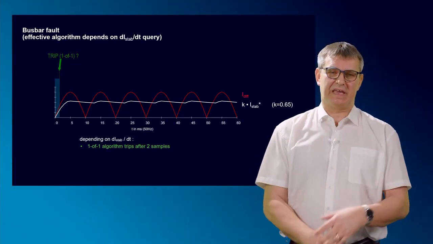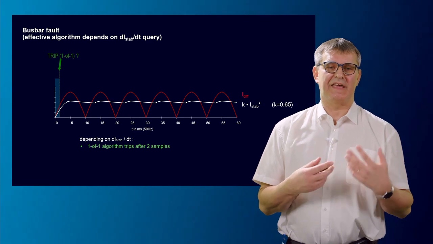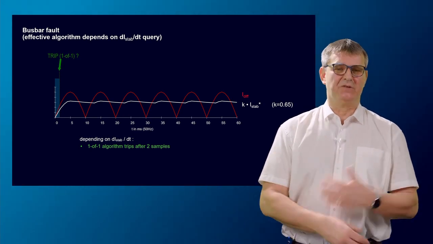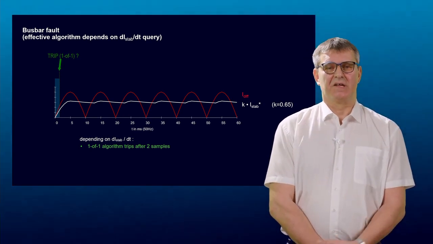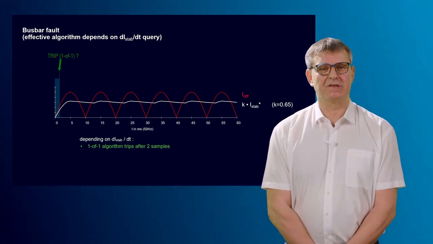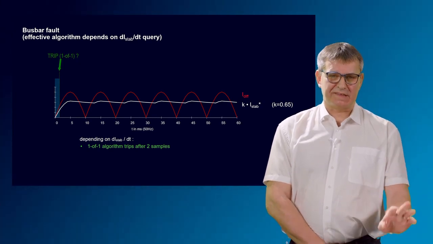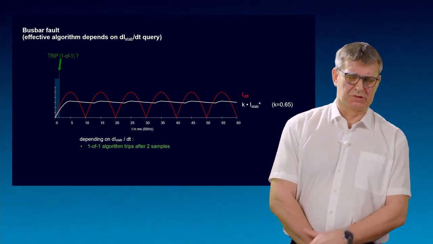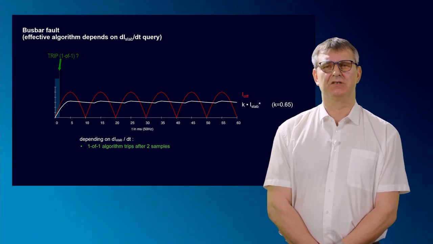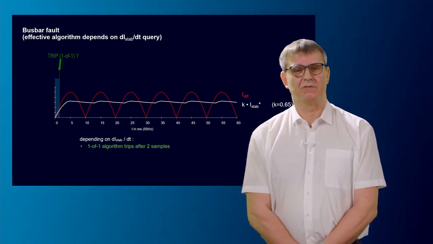You don't see any indication on the y-axis of how big the nominal current is or anything else. So simply you can't answer in this case whether we will trip according to the 1 out of 1 algorithm or not. Let's assume it seems like a not too big internal fault. Let's assume we will not trip according to the 1 out of 1 algorithm.